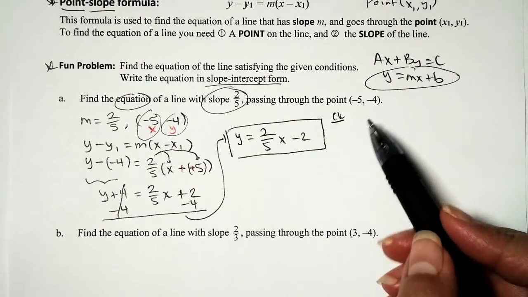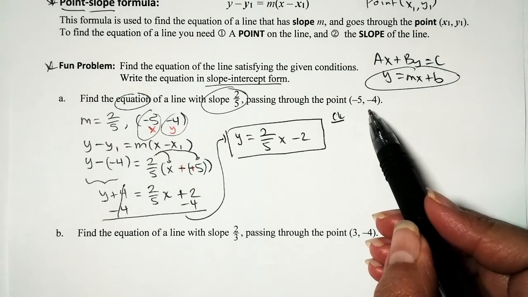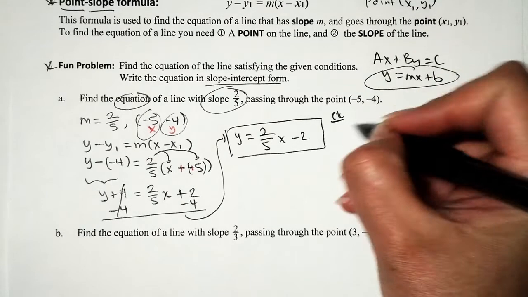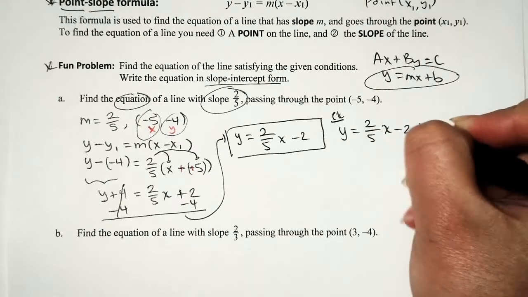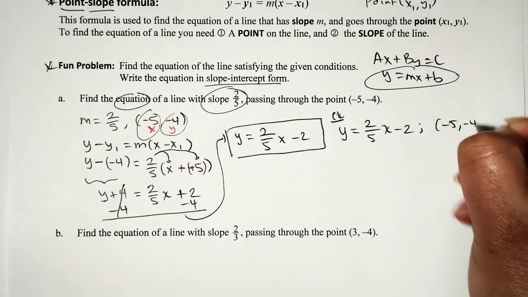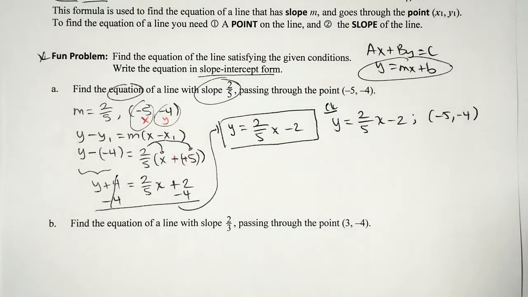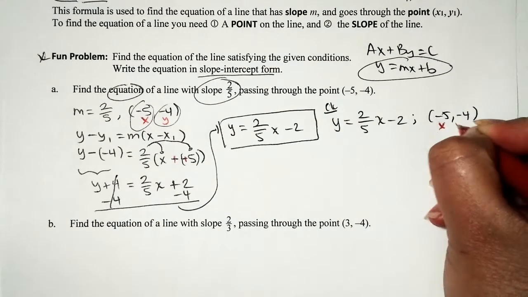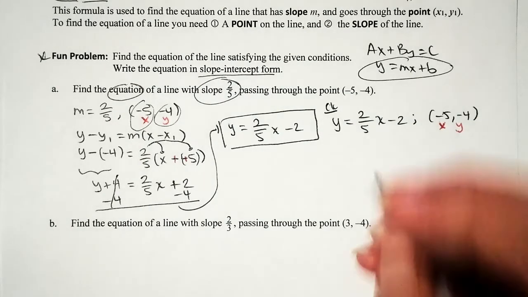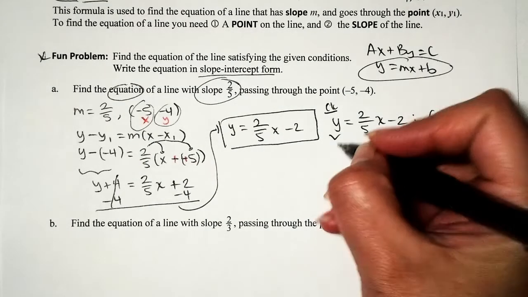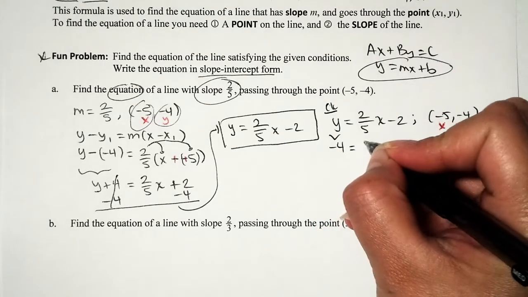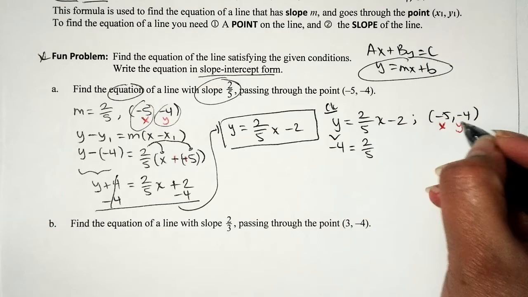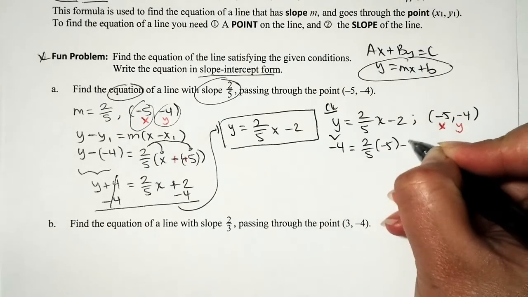How? We want to verify if -5, -4 is a solution of our equation. So let's go ahead, write down our answer. And it better be, because this is our answer. Okay, so I want to know, is this point a solution of our equation? Again, it has to be. So let me go ahead, put xy just because it's easier on my eyes. So that will leave us with y, which is -4. Does it really equal? Again, it has to. Does it equal 2/5 times x, which is -5, minus 2?